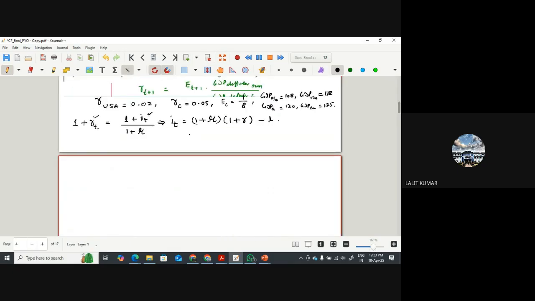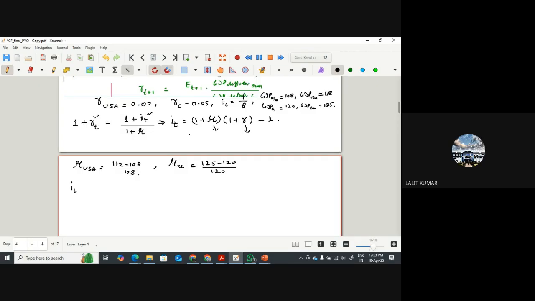So now we have to find, we are given the R value, but pi we have to calculate. So pi for USA will become 112 minus 108 divided by 108. For China, pi China will become 125 minus 120 by 140. Now we have got everything.